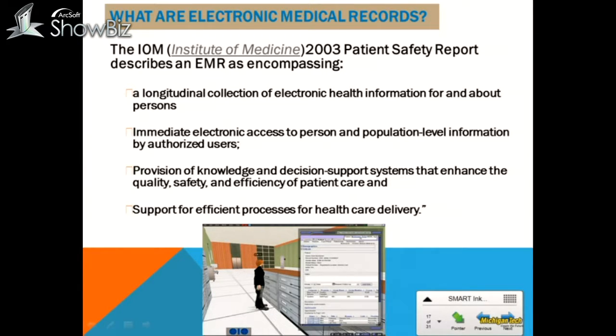So EMR is not just that you record things. Okay, it's an internet. We must have internet. We must have record. We have a database. Also, we have tools to support the decision. Also, we support efficient processes for healthcare delivery. So I just put here the simple version. This is the EMR. Some time ago they had to go get a paper. Now we can use electronic.